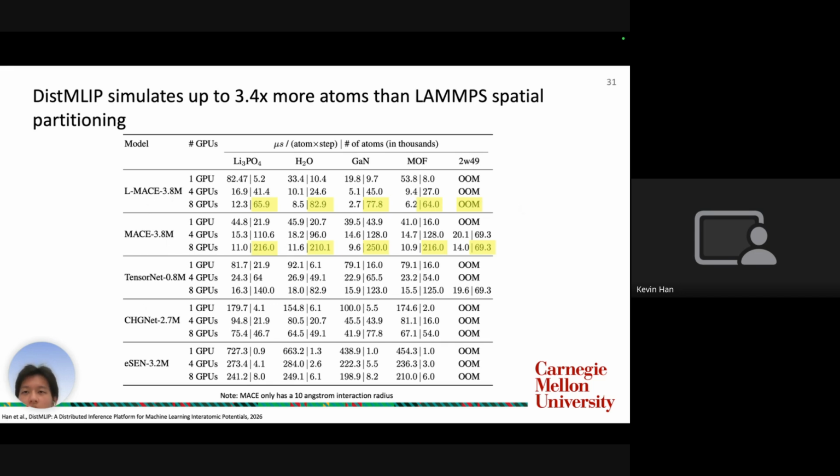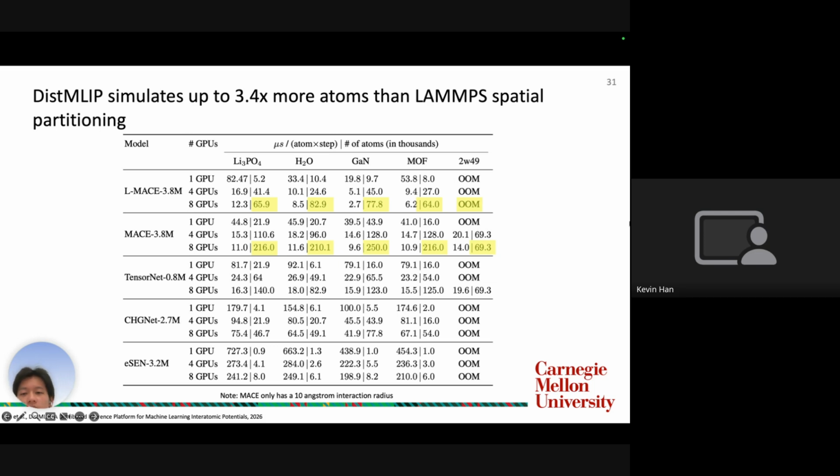Generally we find that with DistMLIP, we can simulate up to about 3x, maybe a little bit more, atoms than LAMMPS spatial partitioning. The strongest piece of evidence of that is that even on 8 GPUs, we cannot simulate this entire insect wing protein, but with 4 GPUs on DistMLIP, we can already simulate this wing protein.